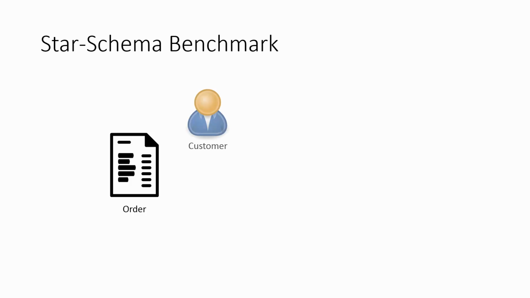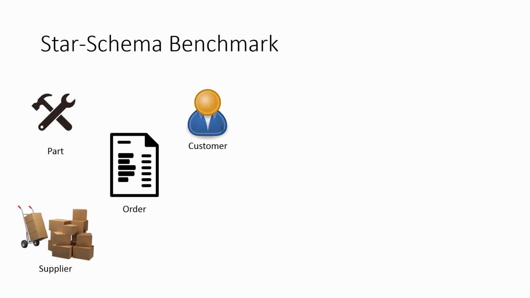So let's take a look at a popular OLAP benchmark to really understand what the schema of typical OLAP systems look like. In this example, the star schema benchmark is centered around orders that are placed by customers who require parts that are produced by certain suppliers, and of course these orders are created on certain dates. Now this is the exact nature of the star schema benchmark.